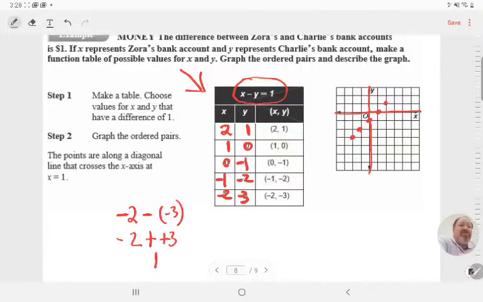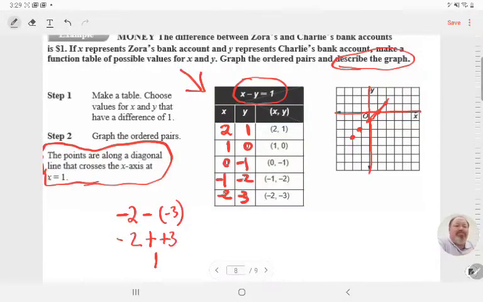And then I have to describe the graph. And I could put the points are along a diagonal line that crosses the x-axis at 1. So it's crossing the x-axis right there at 1. So this is what I could write for describing the graph. Okay? So I've answered all parts. I made a table like it asked me to do, I graphed it like it asked me to do, and I described the graph like it asked me to do. Okay?